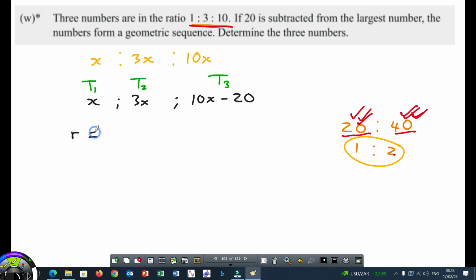So, common ratio, we know that we can write in general term as Tn over Tn minus 1. So here, we can end up having T2 over T1 is equal to T3 over T2. Are you following? Once you get here, the rest is just algebra. Okay, so let me go to the next page.